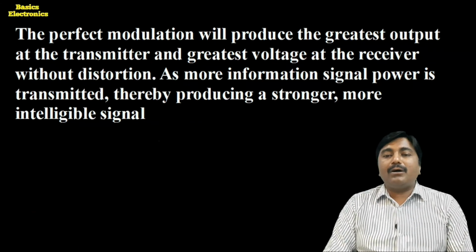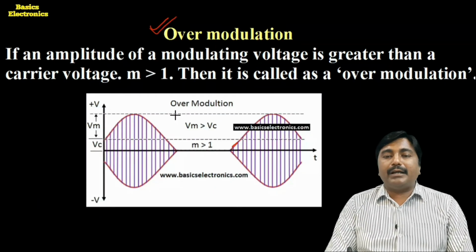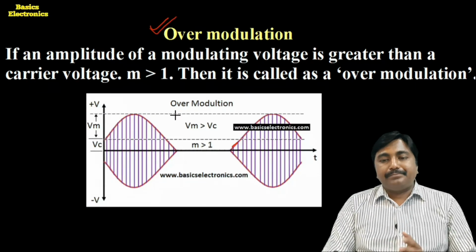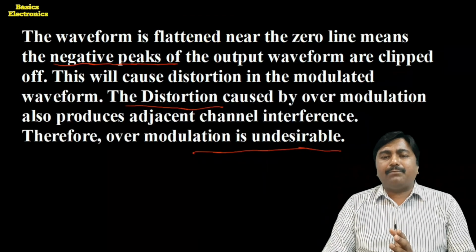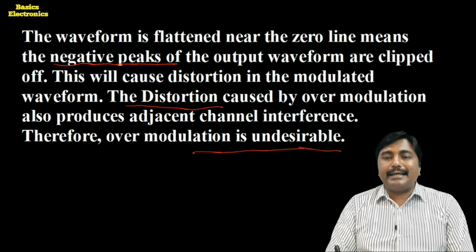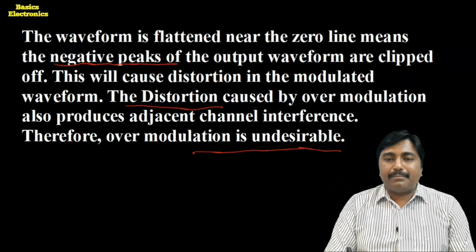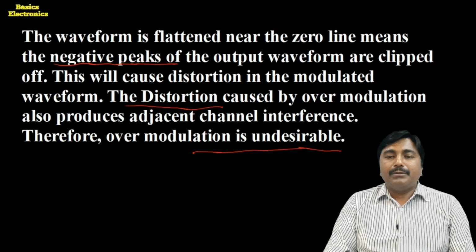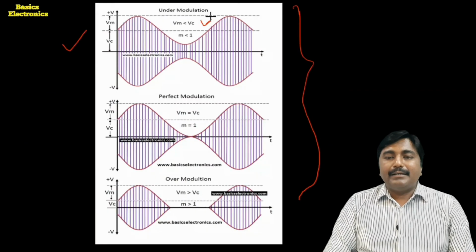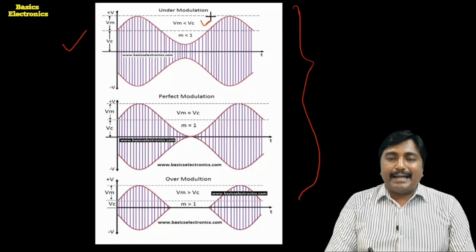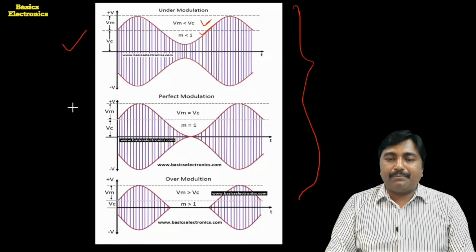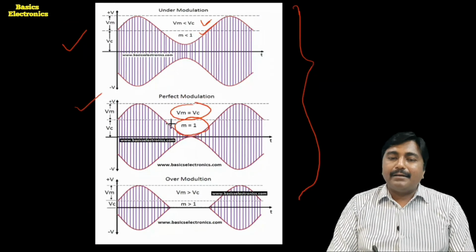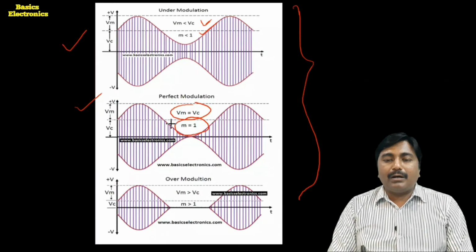You can draw separate waveforms for under modulation, perfect modulation and over modulation, or you can draw a common diagram for all of these. This is the common diagram. The first waveform is for under modulation, where you have to show Vm is less than Vc, m is less than 1. The second one is perfect modulation, where you show Vm equals Vc, m equals 1, and the third diagram is for over modulation.